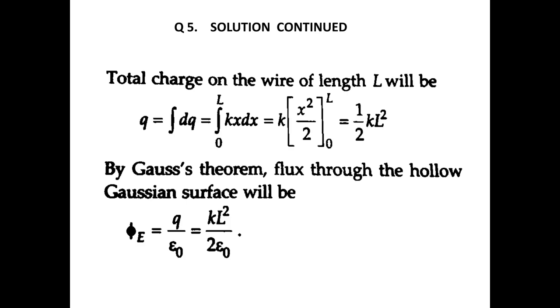So we have calculated the total charge inside the Gaussian surface. Now by Gauss theorem, flux through the hollow Gaussian surface will be phi equal to q by epsilon naught, and q is replaced by half kL square. So finally we get phi equal to kL square by 2 epsilon naught.